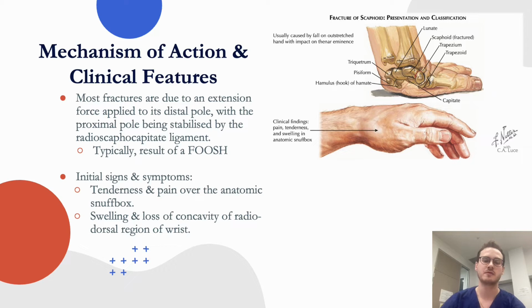So in terms of how they present and how they occur, scaphoid fractures are typically due to an axial loading force of the wrist, and when extension force is applied to the distal pole of the scaphoid, with the proximal pole being stabilized by the radioscaphocapitate ligament, which I mentioned before. So this is most typically a fall on the outstretched hand. Initially, signs and symptoms that suggest a scaphoid fracture are tenderness and pain over the anatomic snuffbox, and then swelling and a loss of concavity of the radiodorsal region of the wrist.